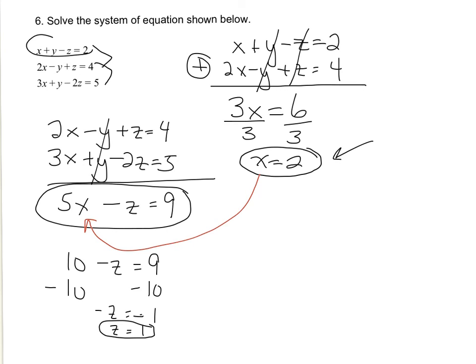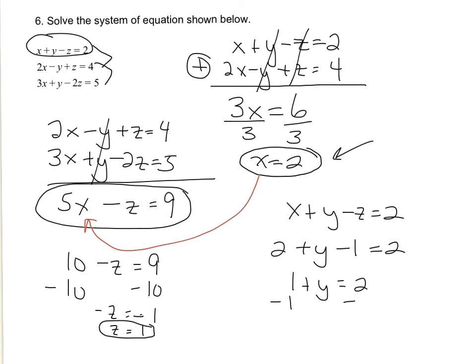I'll just plug it in this first equation, which says x plus y minus z equals 2. Well, x is 2, we don't know y, z is 1, and that equals 2. So if I put this together, I get 1 plus y equals 2. I subtract 1. So y is going to equal 1. So 2, 1, and 1.